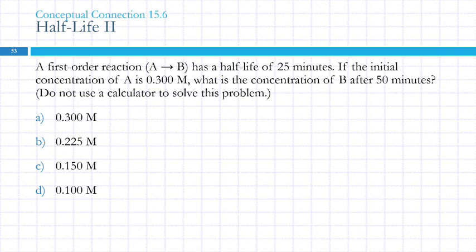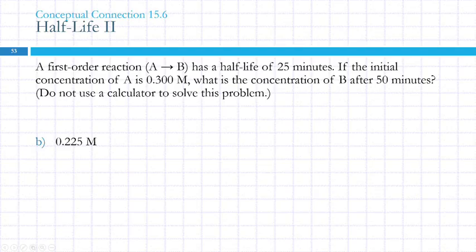A first-order reaction has a half-life of 25 minutes. If the concentration of A is 0.3 molar, what's the concentration of B after 50 minutes? Do not use a calculator to solve this problem. We don't need a calculator because the numbers are nice here. So what's our half-life? It's 25 minutes. Well, how much time are we talking about? How many half-lives is that? 2 half-lives. In the first half-life, it gets cut in half. The second half-life, it gets cut in half.